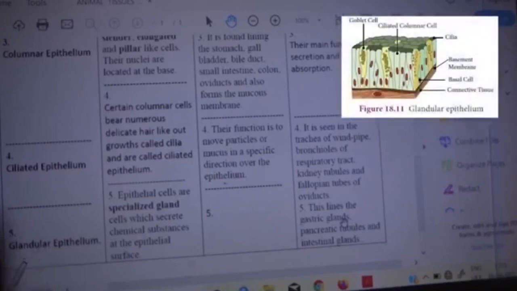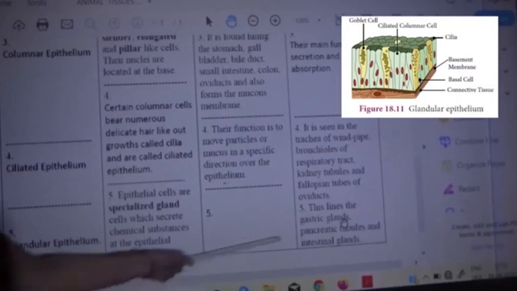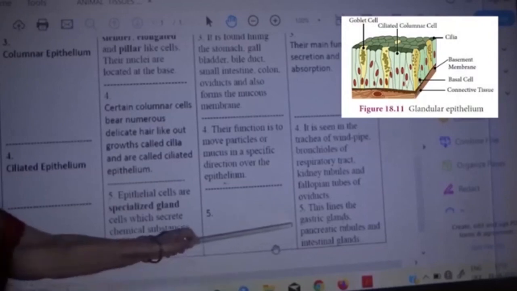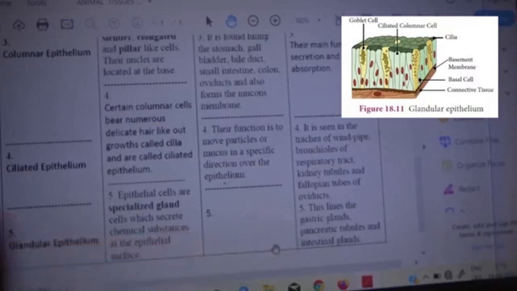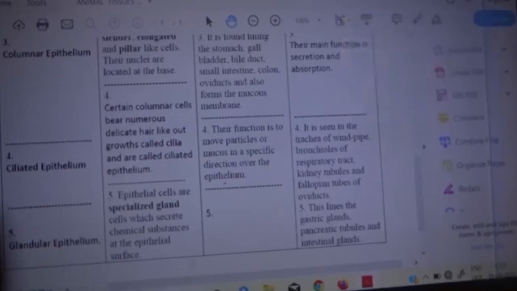And finally, the glandular epithelium. These are specialized epithelial tissues present in the glandular parts. Wherever secretion occurs, glandular epithelium is found. It lines the gastric glands, pancreatic tubules, and intestinal glands. Clear? During this description, we will show a picture of all these types of epithelial tissue in our video. You can observe them, then refer to our text. We will continue in the next class.